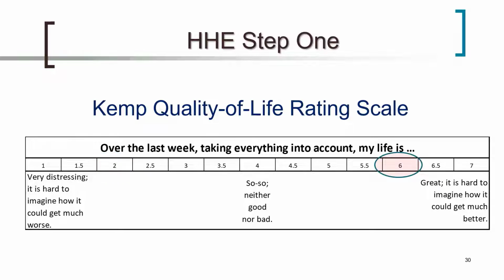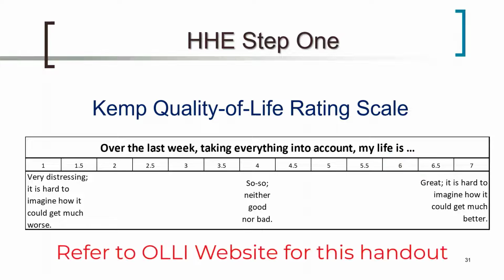Alternately, if in the past week your quality of life has been reasonably good, not absolutely great, but strongly positive, you would rate yourself at level 6. What I'd like you to do now is to stop and take just a moment and consider your life over the past 7 days. Over the last week, taking everything into account, please rate yourself along this scale.